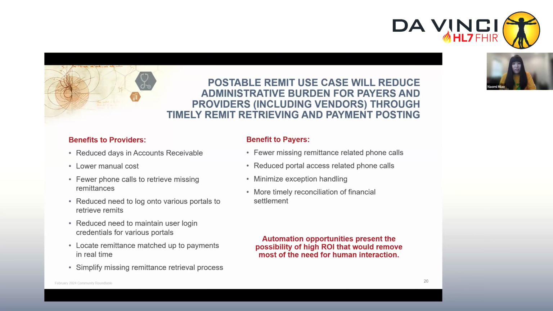Payers and clearinghouses can benefit from getting fewer missing remit related phone calls and fewer portal access related phone calls. Providers and vendors can also benefit from it and see mutual cost reduction from phone calls and portals and other manual outreach methods, reducing the days in AR and fewer manual effort errors in this work that's currently handled by manual users. So automation opportunities present the possibility of a high ROI, which removes most of the need for human interaction, which also reduces human errors and cost.